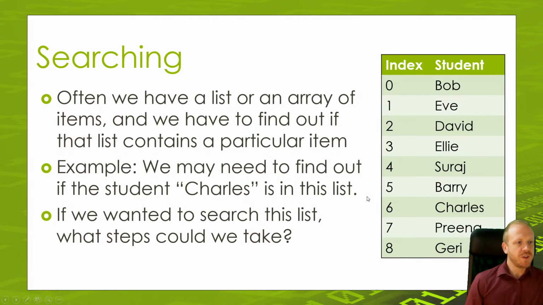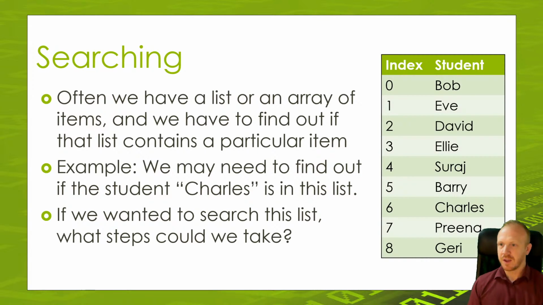Right, so we need to know 3 algorithms for searching for things. This is searching through just a list or an array rather than a tree or anything as complex as that. So let's say that's our list. We've got Bob, Eve, David, Ellie, Siraj, Barry, Charles, Prina and Jerry in a list. And all we want to do is find if someone is in a list. We want to scan through that list and see if someone is there or not. So I want to find out, is Charles in that list? A couple of approaches we could take to it.